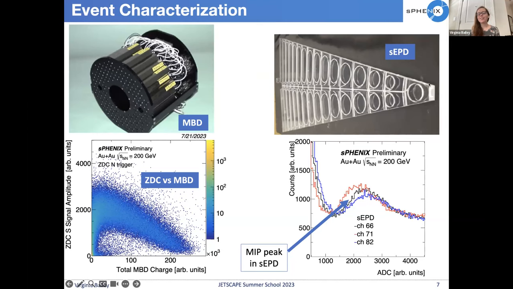And then finally, for event characterization, we have the sEPD. I pointed out that it kind of looked like a pizza, and here's one of those slices. Each of these sections that you see here are read out separately so that we can measure the energy and the azimuthal variation of the energy to reconstruct event plane angles. This is almost identical to the EPD that's used in STAR. If people are familiar with that, they're very similar. One of the really cool things coming out of the commissioning was that the sEPD was installed one day, and this plot was made that night. So the very first data coming from the EPD, you can see here a nice MIP peak in a few of the channels, showing that it is working as expected.